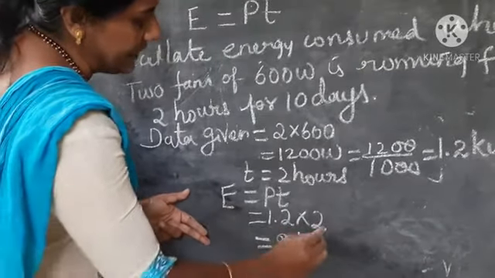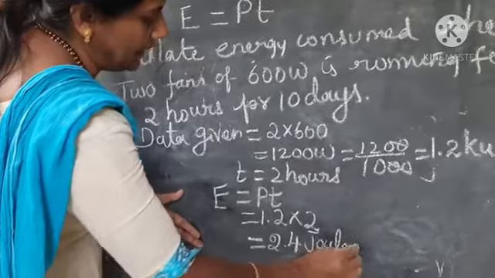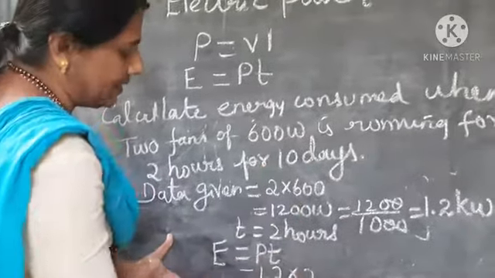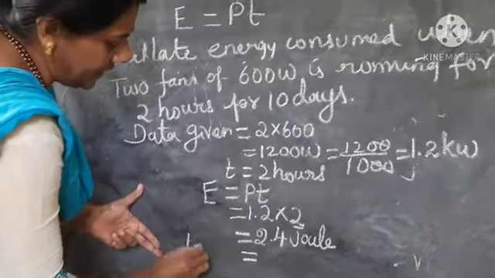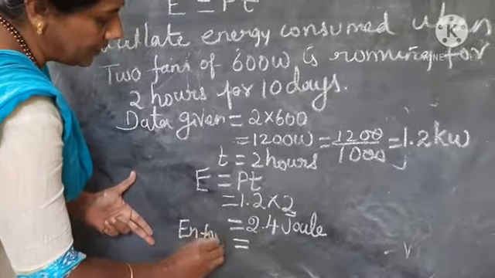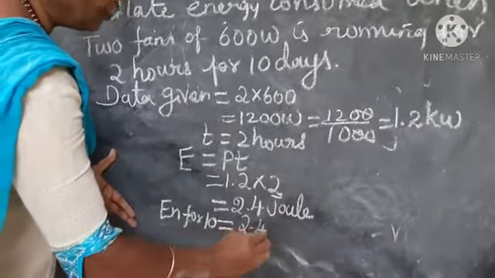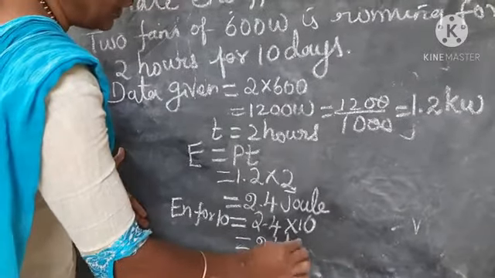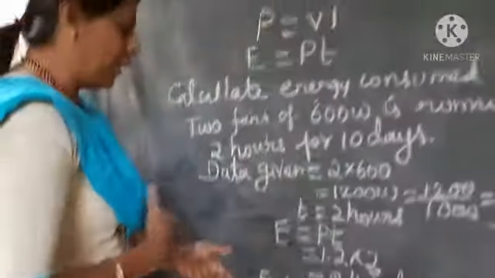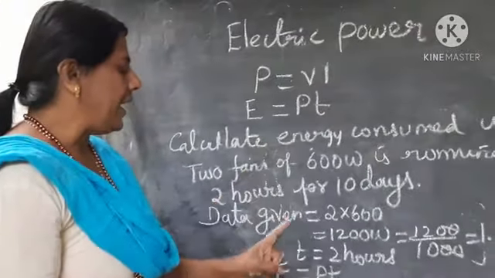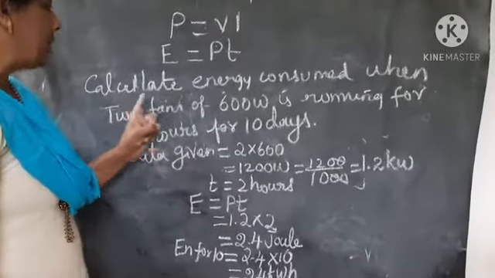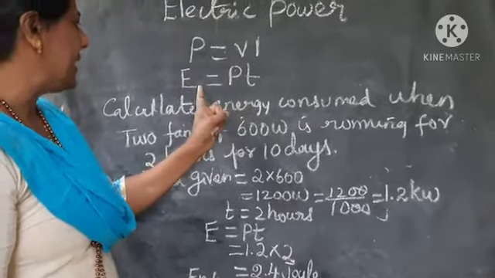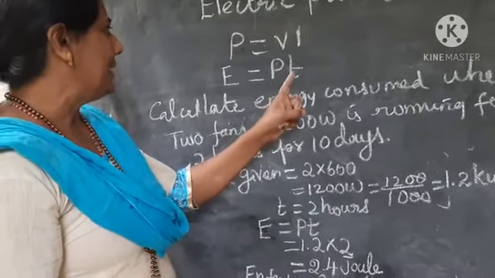Unit for energy is joule or kilowatt hour. Now another clue, you have to calculate it for 10 days. So what you have to do? Energy consumed for 10 days: 2.4 into 10. So the answer will be 24 kilowatt hour. Okay, this is the way of calculating if the problem asks to find out energy consumed. So the energy consumed formula is E is equal to P into T.